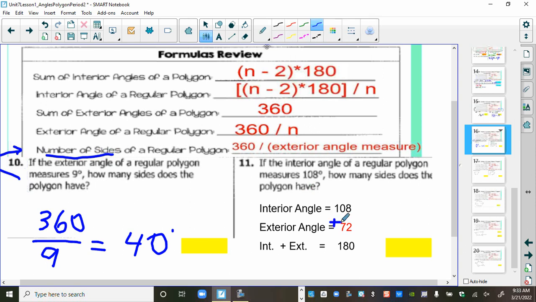We're not done yet. So then you take the 72. Then it's 360 divided by 72. It's going to be 5 sides.